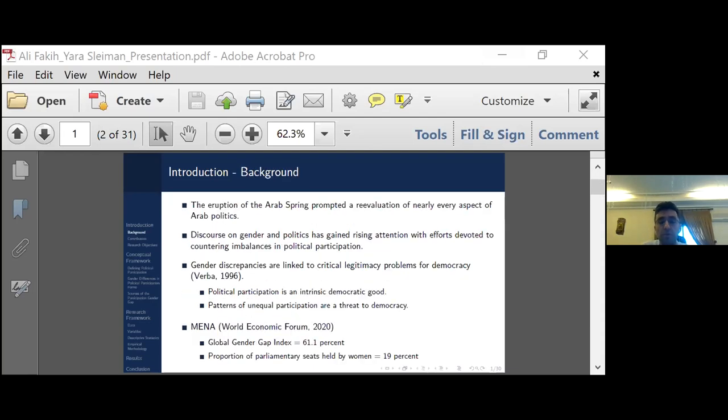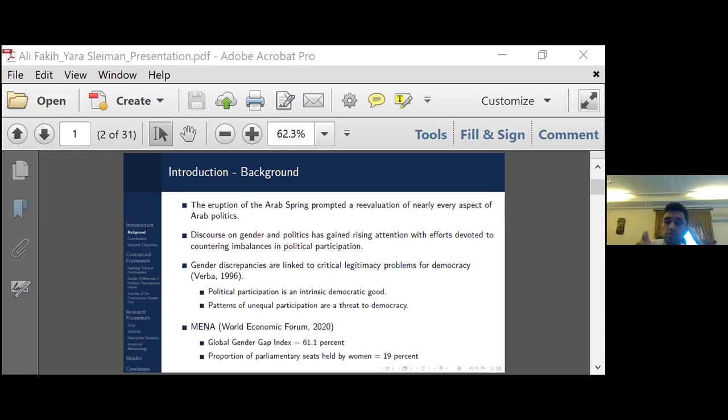So what we observe in the MENA region, looking into different stylized facts. An interesting observation is that the global gender gap index in 2020 stands at a low value of around 61%. This is the lowest value among all geo-economic regions, even though there was some improvement of 0.5% between 2019 and 2020.